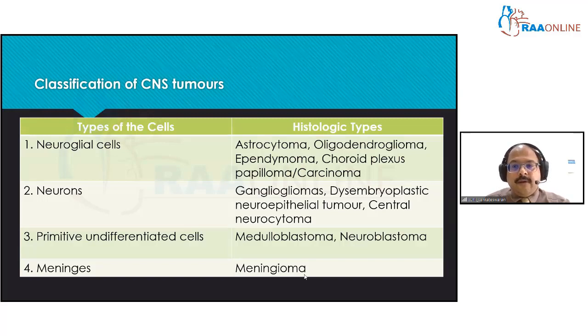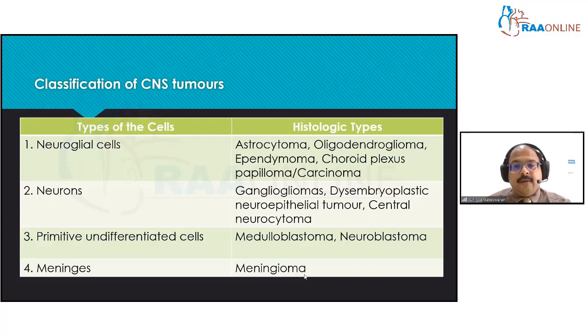Then you have the oligodendrogliomas, which arise from the oligodendrocytes. The ependymomas, which arise from the ependymal cells. And then within the choroid plexus, which lines the ventricles, you have the choroid plexus papilloma and the choroid plexus carcinoma. The second type is tumors arising from neurons in the central nervous system.